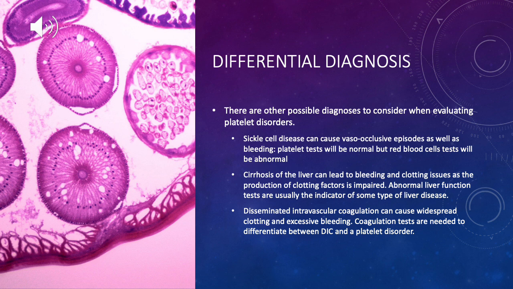The differentiating test between disseminated intravascular coagulation and platelet disorders would be looking at coagulation studies to see the specifics of whether or not this is a platelet issue or a clotting factor issue.